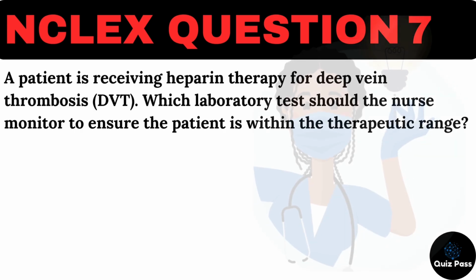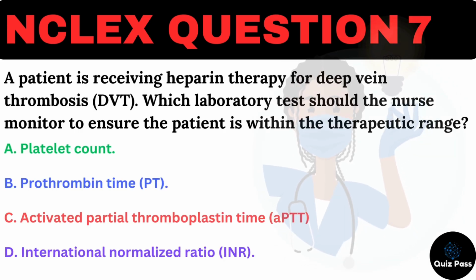A patient is receiving heparin therapy for deep vein thrombosis, DVT. Which laboratory test should the nurse monitor to ensure the patient is within the therapeutic range? A. Platelet count. B. Prothrombin time, PT. C. Activated partial thromboplastin time, APTT. D. International Normalized Ratio, INR.